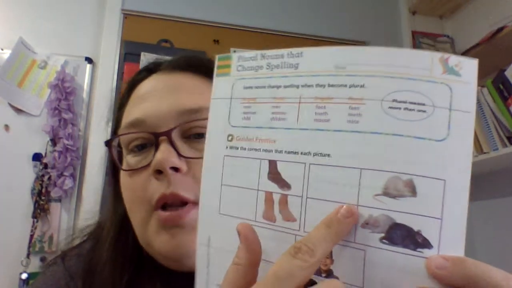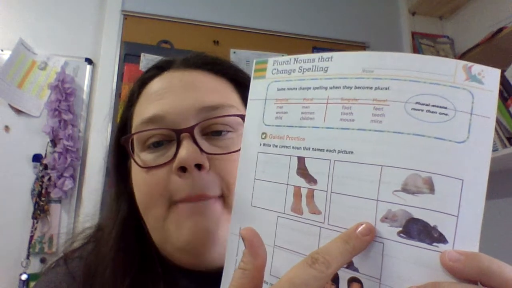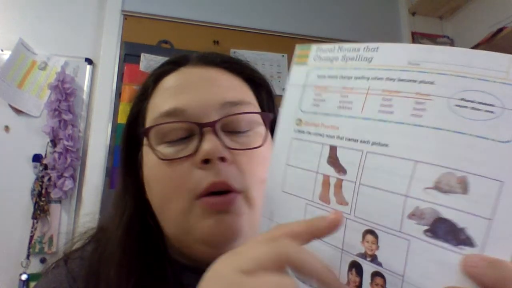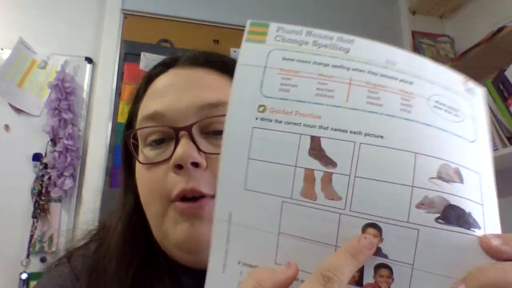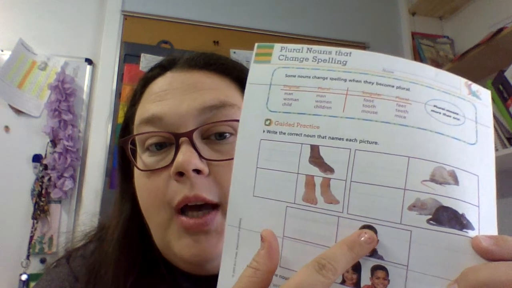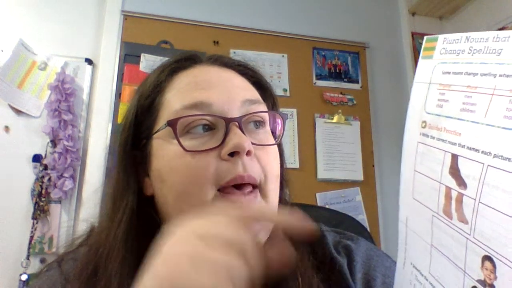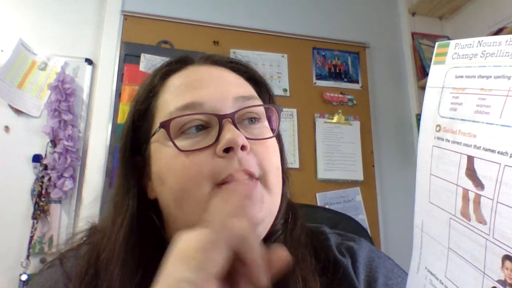So a lot of times when you have an O-O, you're going to change it to an E-E, like goose or tooth. You're going to change that O-O to E-E to be plural. Then you have mouse, and one mouse, or mice, two mice. You're changing the word to that. And then if you have a child, instead of it being child, you're children. So man is men, woman is women, and child is children. And then you have foot, feet, tooth, teeth, mouse, mice.